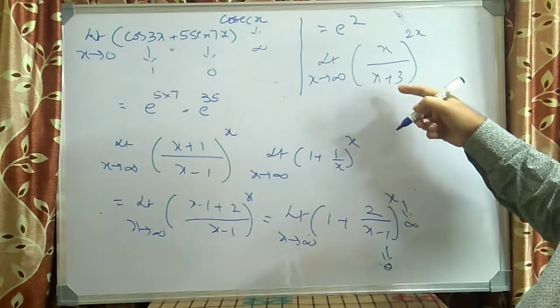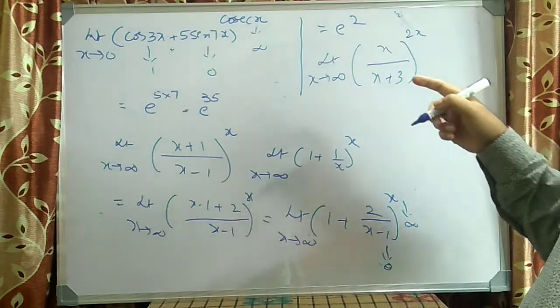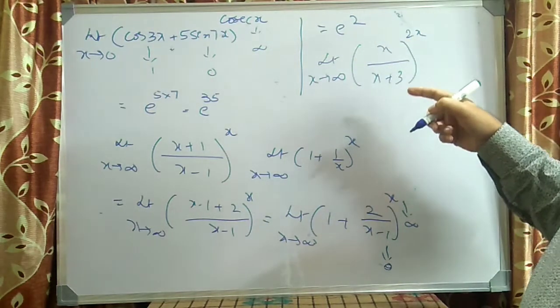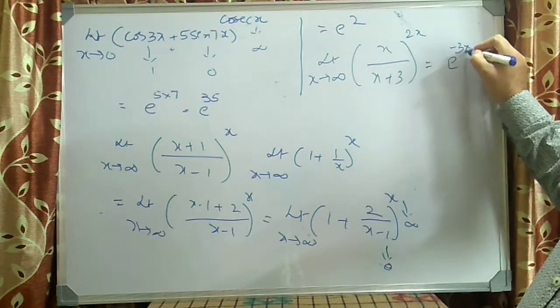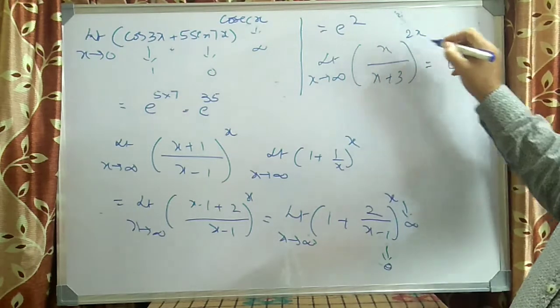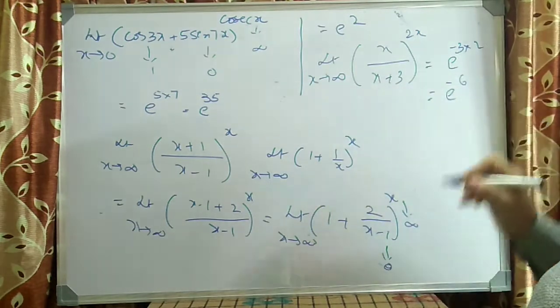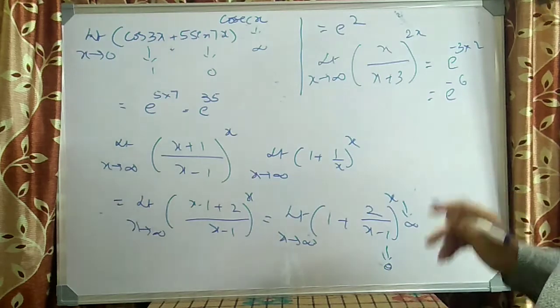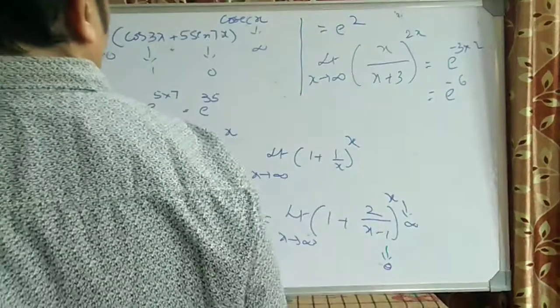So in these models, what we do is we subtract the denominator from the numerator. So what is the answer? e to the power minus 3 into the coefficient of the x in the power, which is 2. So your answer will be e to the power minus 6. Is it clear? Now I am extending this to some other problems also.